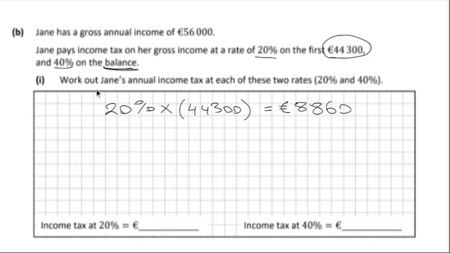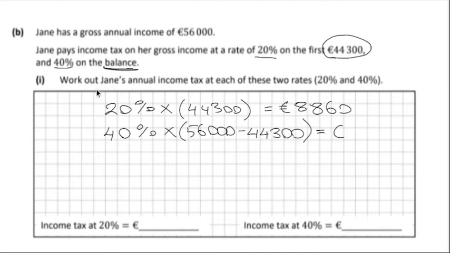The second part is more tricky. Just be careful here. So we have 56,000. We go up to the top limit, subtract the lower band, and we will get a result of 4,680 euros for the second band. So just be careful with separating out the bands, and it will make sense.